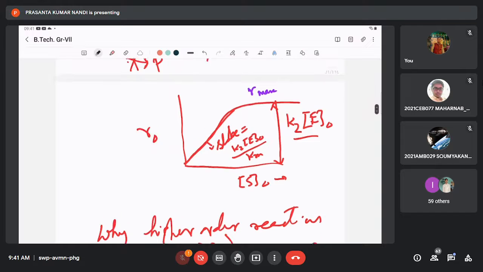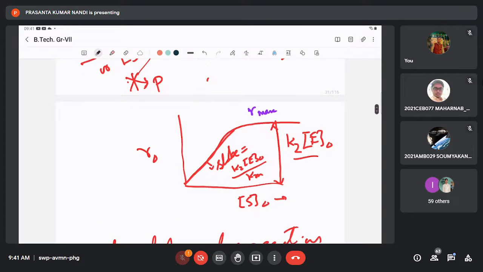Actually, this is the fate of the reactions. If you plot R0 versus substrate concentration, then initially it will increase like this, and then it will be parallel to the substrate concentration. Since the reaction rate increases and achieves a constant value when substrate concentration is in large extent, there will be no more changes, and that's why it is the maximum rate, right? Maximum initial rate.